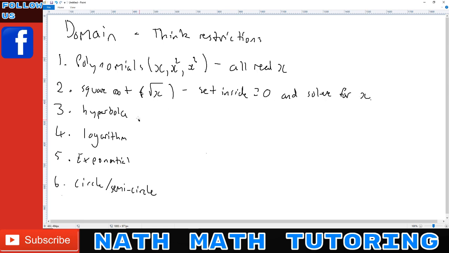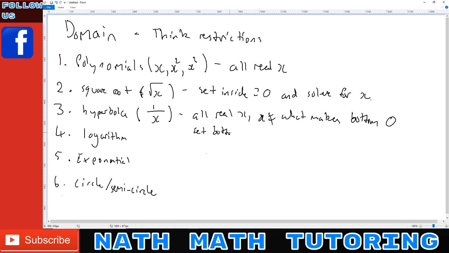Now hyperbola. A hyperbola is anything where we have x's in a fraction, right? So the restriction is when we have fractions, we can't have 0 on the bottom. So basically it's going to be all real x, and x can't equal what makes the bottom 0. What that means is set bottom to 0 and solve. You're going to have an equation or a quadratic equation to get the values of x that you can't equal. So it's going to be all real x except what makes the bottom 0.